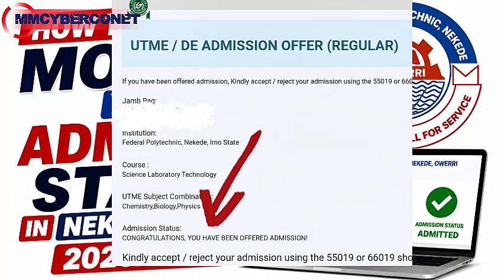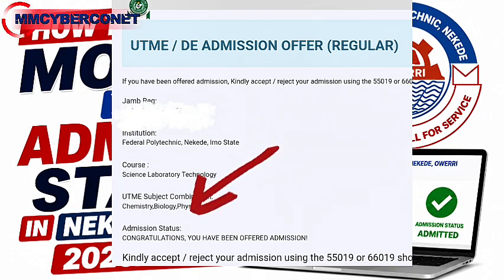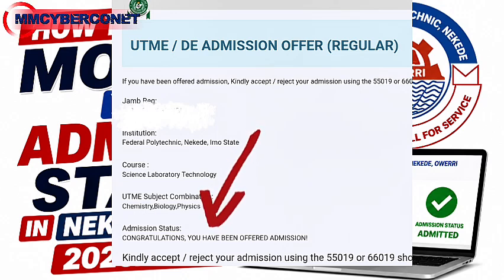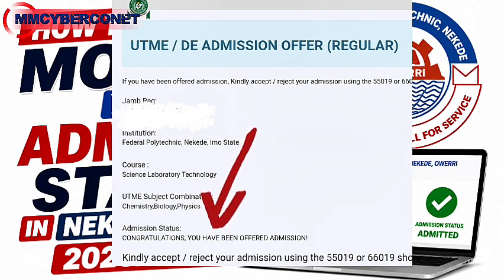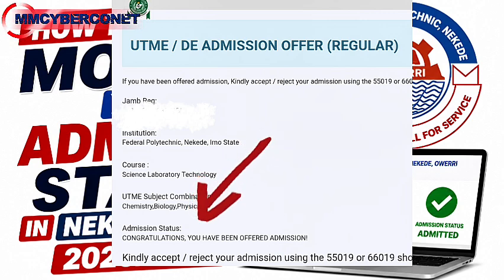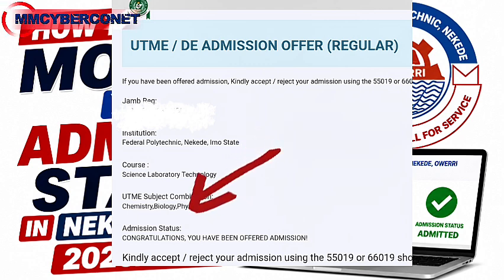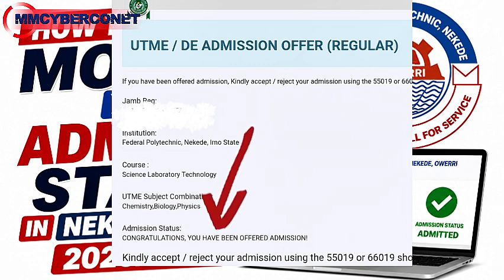Remember, as a regular candidate, you have two ways of accepting admission. One, JAM will first give you admission. After JAM, then school will now give you, maybe within the interval of 1 week or 2 weeks. It depends. So you are advised that once JAM has given you admission and you accepted the admission, the next thing is to follow up the balance of admission. So this particular tutorial is basically for candidates of Nekede.